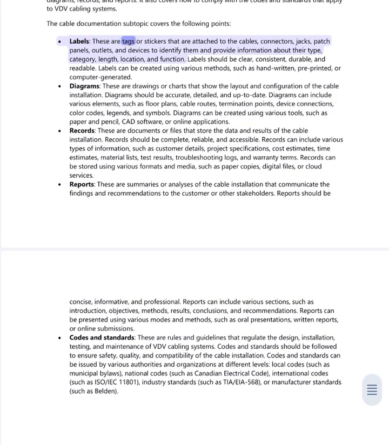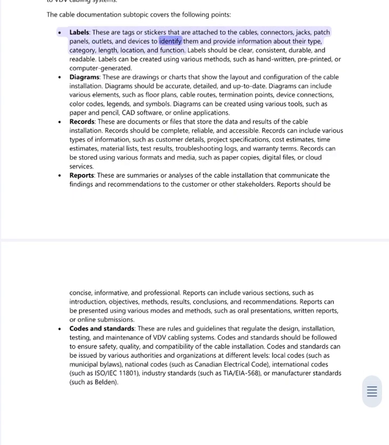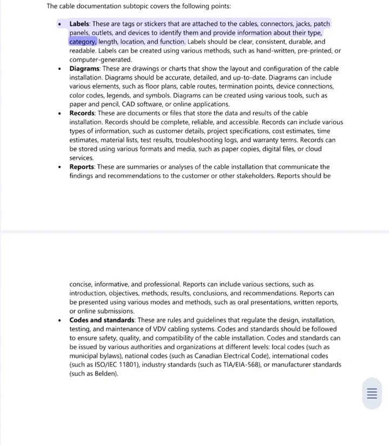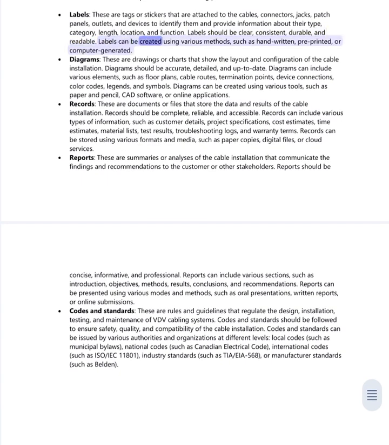Labels. These are tags or stickers that are attached to the cables, connectors, jacks, patch panels, outlets, and devices to identify them and provide information about their type, category, length, location, and function. Labels should be clear, consistent, durable, and readable. Labels can be created using various methods such as handwritten, pre-printed, or computer-generated.